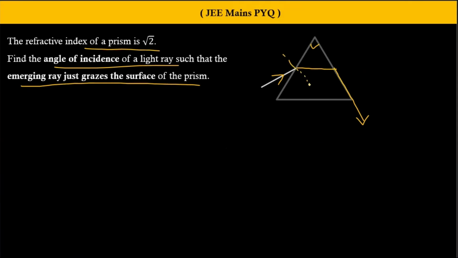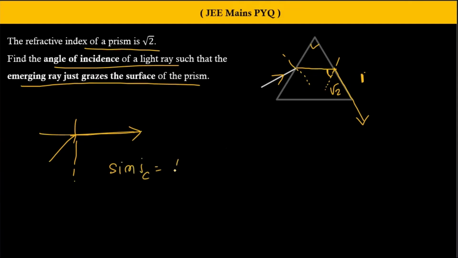Here, what will you apply first? You will make the normal. You will make the normal here. Okay. If it is grazing, what you can see is this angle of incidence should be the critical angle for this media. Okay, so for this media combination, root 2 and 1, this should be the critical angle. Because only for the critical angle does the incident light graze the surface. Done. So here you try to find the critical angle.